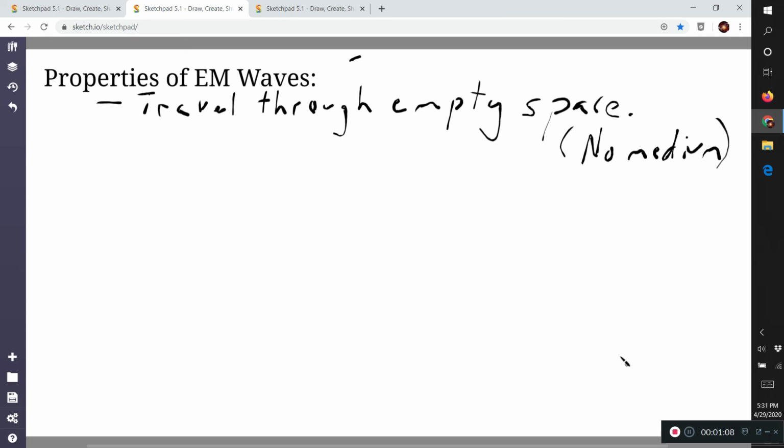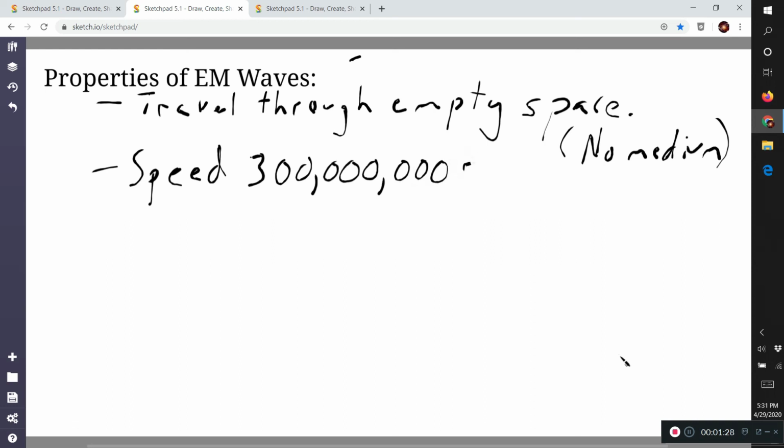So the speed of these is very, very fast, and it's somewhat fixed. The speed of all electromagnetic waves is 3 with 8 zeros meters per second. 300 million meters per second. Now that's the speed through a vacuum. A vacuum is something that's empty and has no matter in it. Pretty close to like what outer space would be.